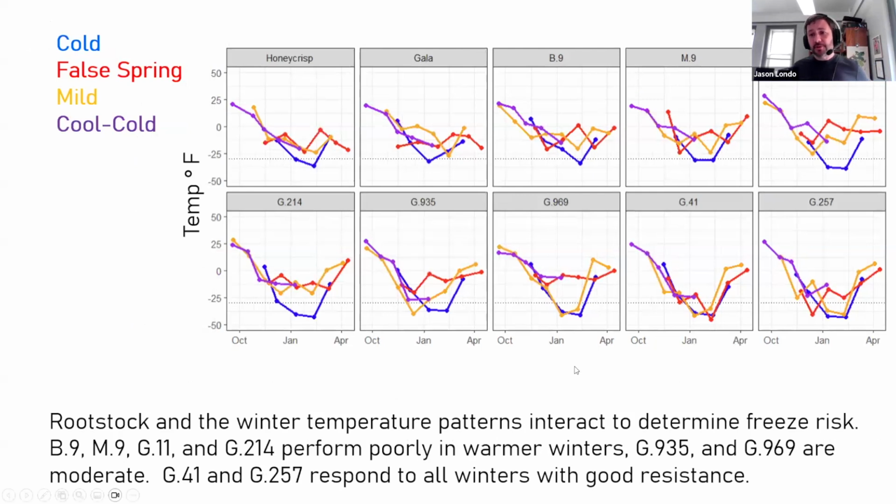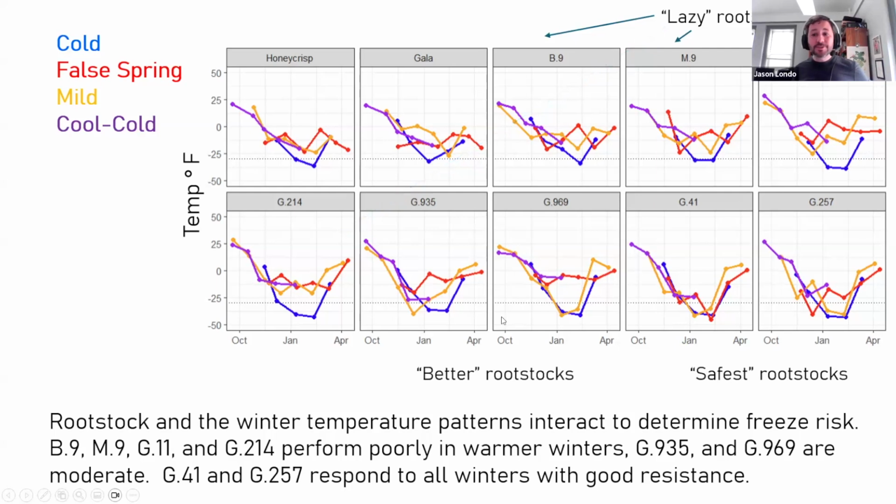If we overlay the cold hardiness of all years together, what we start seeing is a pattern amongst these rootstocks. And so again, here's Honeycrisp and Gala. What we see is that there is a series of lazy rootstocks. So here you can see B9, M9, G11, and 214. While they all attained really good cold hardiness in the blue year, which is the coldest year, the other 3 years, they've been very weak.